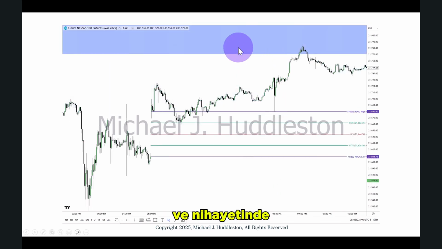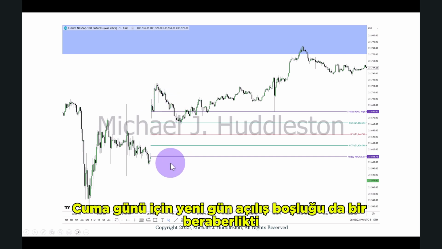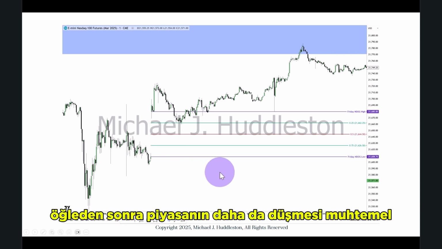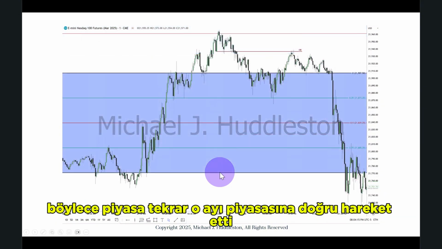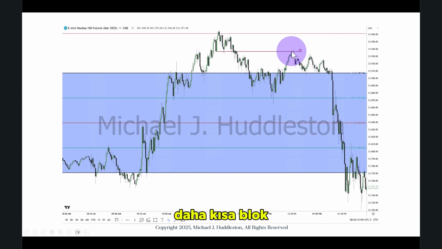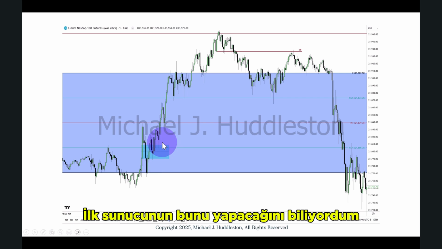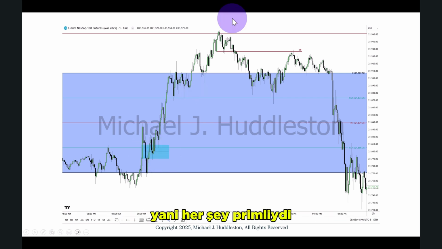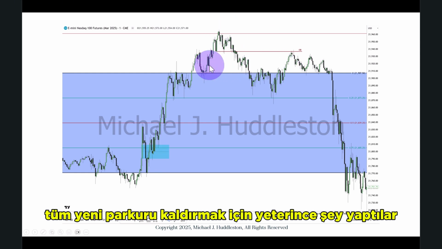And ultimately, the new day opening gap for Friday was also a draw. So there's a lot of things that were factors for likely to see the market go lower in the afternoon on Friday. So as the market traded back up into that bearish order block, I knew that the first presented fair value gap here was a likely draw as well. So everything was in a premium.